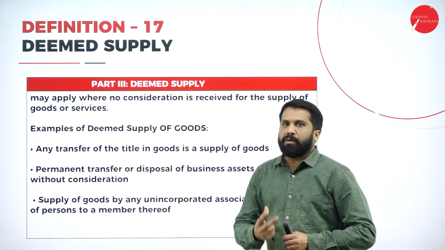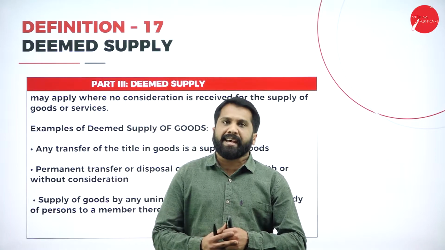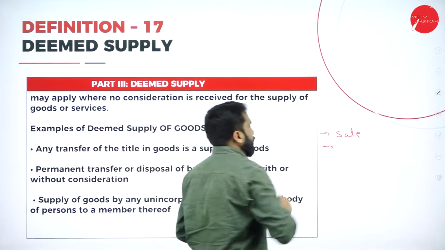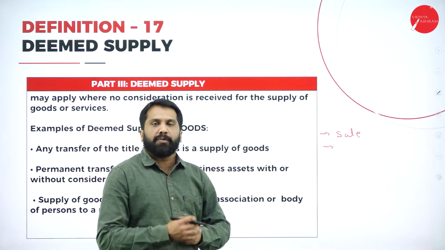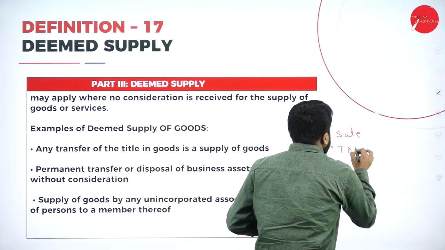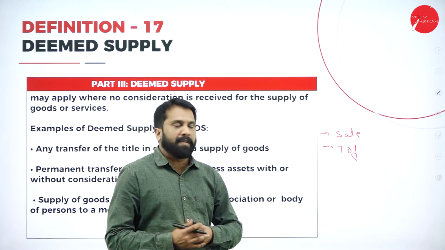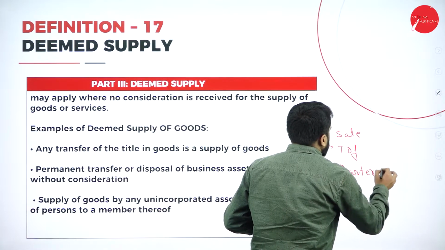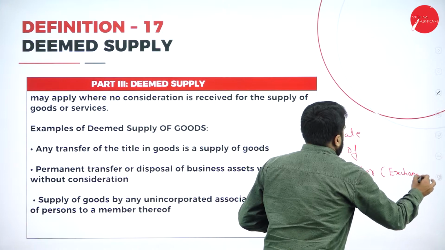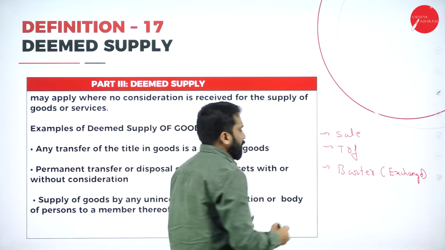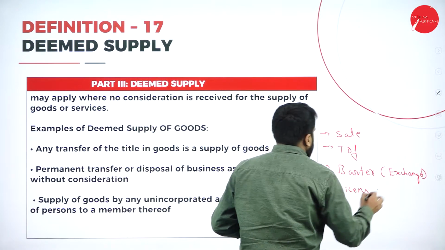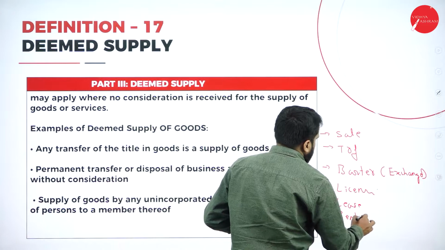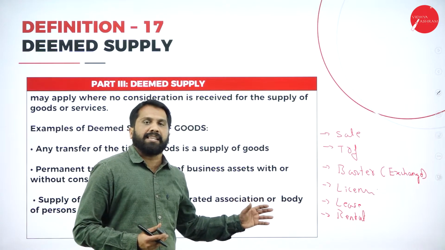Deemed supply. Now, you know what supply is. Supply, in the sense that if there is anything about sales, we call it supply. If you have done any sale, we call it supply. If you have done any transfer, we call it supply. Third, if you have done anything like barter, in the sense of exchange. And the next one is license, then lease, and rental. These are the things we call supply.